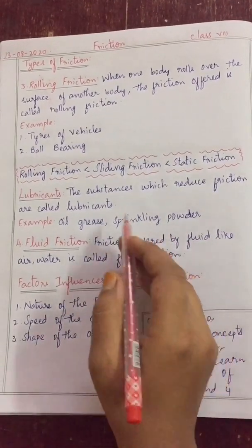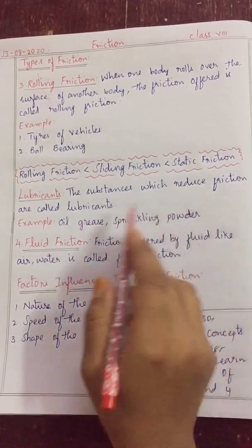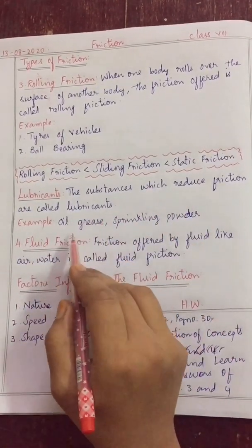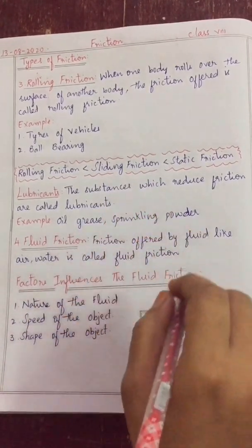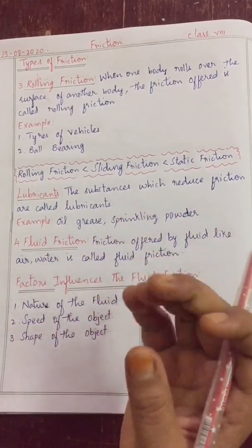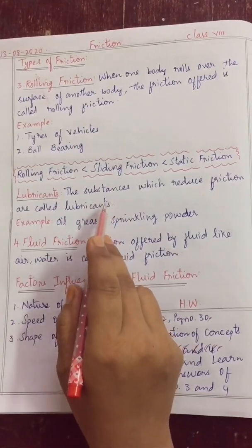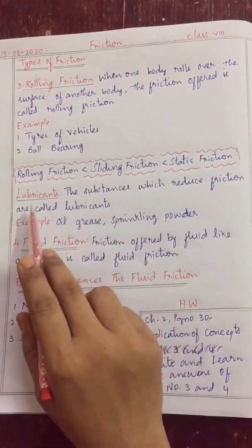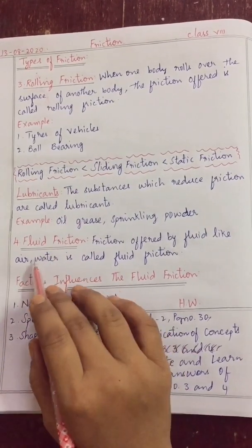Clear, children? Now we are talking about reducing friction. The substances which reduce friction are called lubricants, like oil, grease, and sprinkling powder which we apply on the carom board, and oil we apply to open the machine's parts when they are jammed. So such substances which reduce friction are called lubricants. Am I clear, children? Now the next thing is fluid friction.